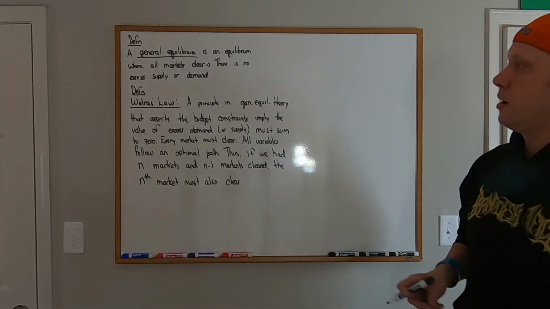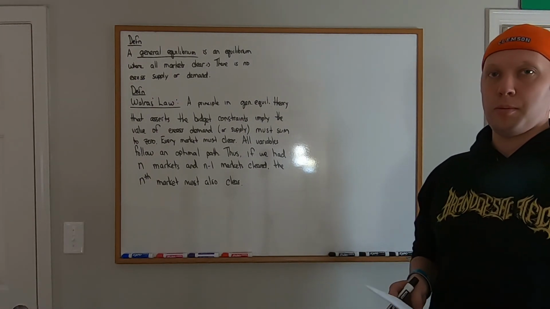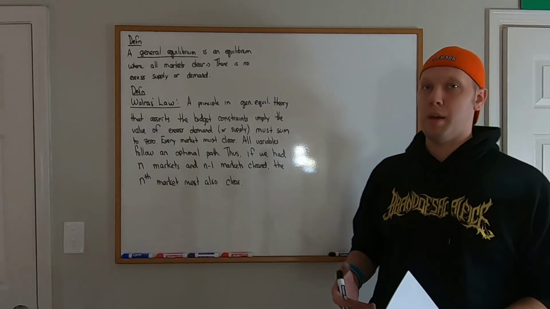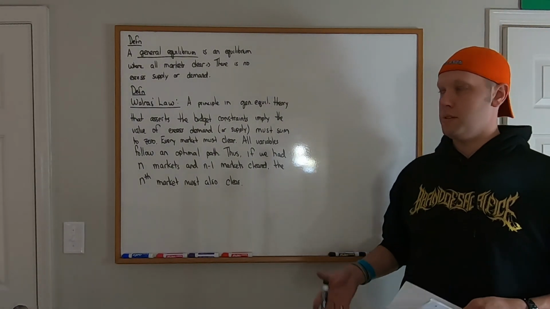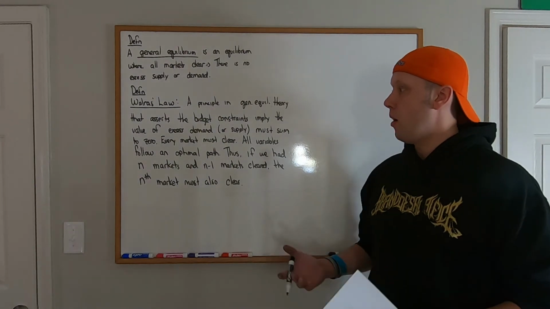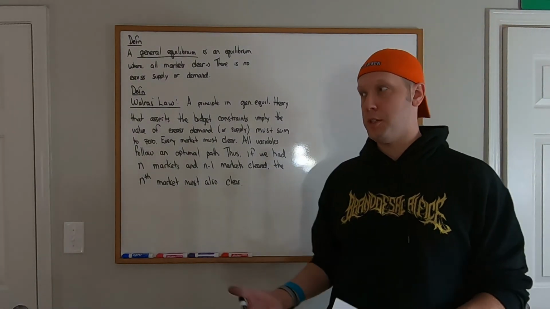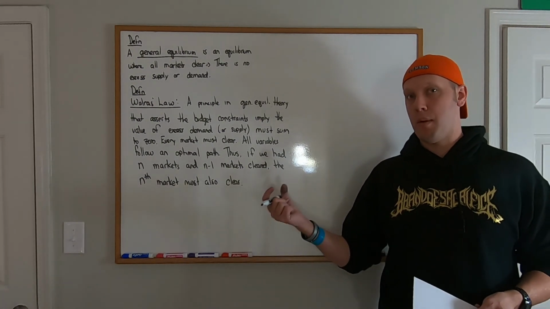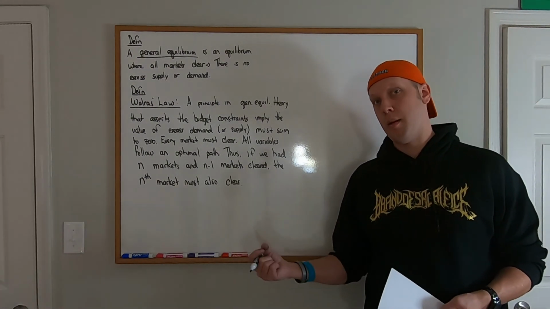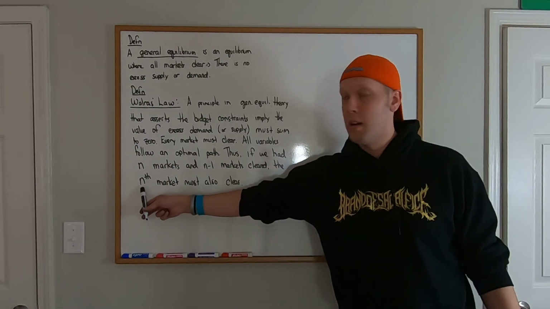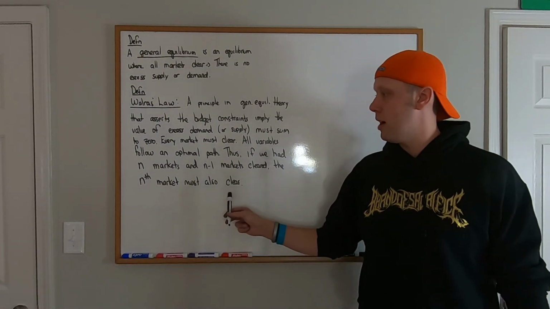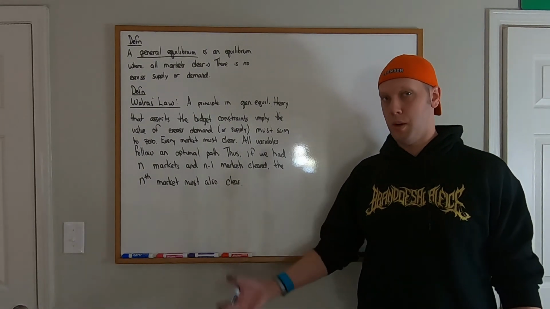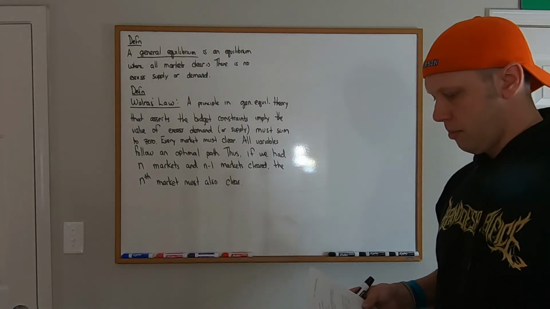So, Walras' law. It's a principle in general equilibrium theory that asserts the budget constraints imply the value of excess demand or supply must sum to zero. Every market has to clear. All variables follow an optimal decision path. Thus, if we had n markets and the first n minus 1 markets clear, so if we've got 10 markets and 9 markets clear, the nth market, or the 10th market, would also have to clear. If I have 20 markets and 19 markets are in equilibrium, the 20th market is also in equilibrium.